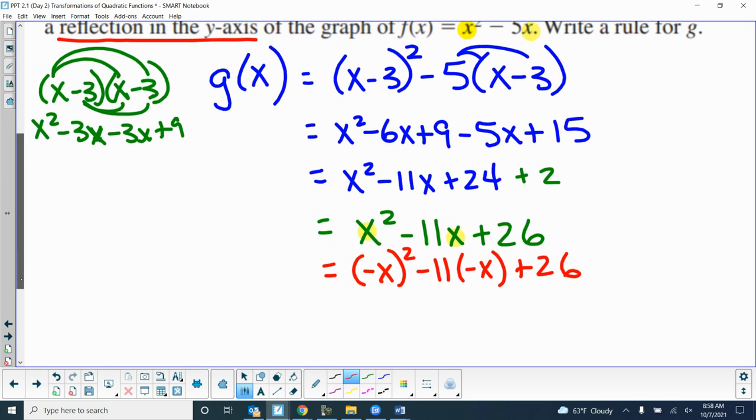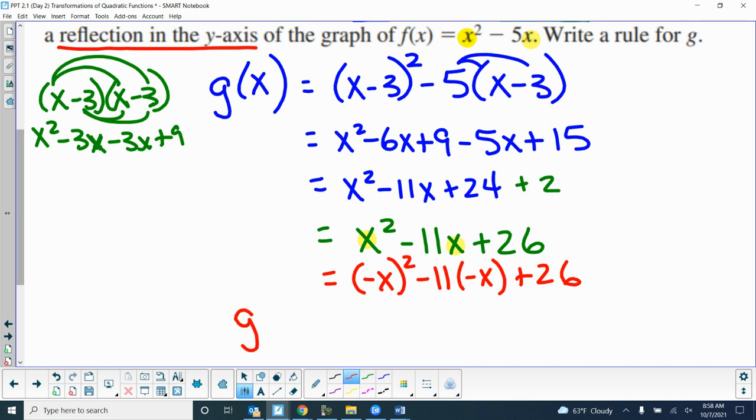So to clean it up, finish it up, final answer, what's negative x times negative x? x squared. What's negative 11 times negative x? Negative 11 times negative 1x. Positive 11x plus 26.